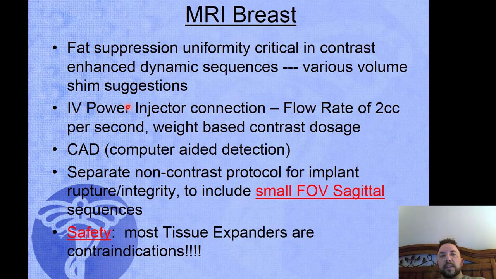Power injector connection, obviously set up to the IV with a flow rate that you want to keep consistent. So 2 mLs per second, and then weight-based contrast dosage. You want to keep that flow rate consistent across all patients so that the CAD has an expected rate of contrast entry and discharge through a region of interest. So you want to keep that flow rate consistent. Any variations from your norm, your established flow rate, have to be documented in the patient's chart and notified to the radiologist so that they can change the settings on the CAD before issuing their report or having it perform its calculations. So that CAD is all important.